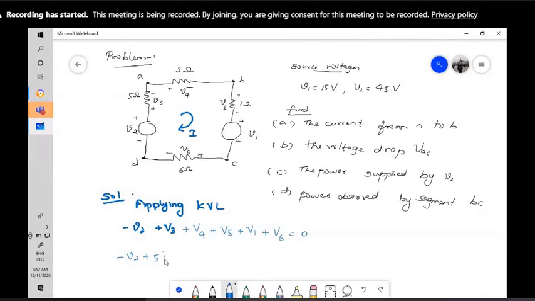5I. In the same way here the voltage drop will be 3 into I. Now in the same way across this resistance, the voltage drop will be 1 into I, so that will be I, and then we have V1, and in the question V1 is already given to be how much? It is given as 15 volts, and then V6 will be again 6 times I, and in the question V2 is also given, so that will be 45 volts.